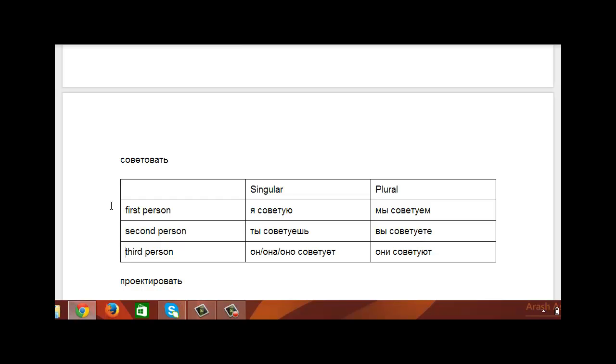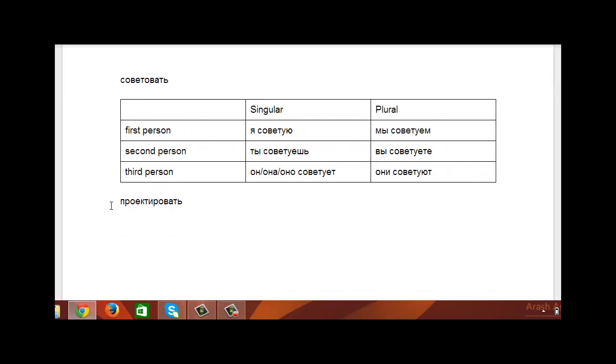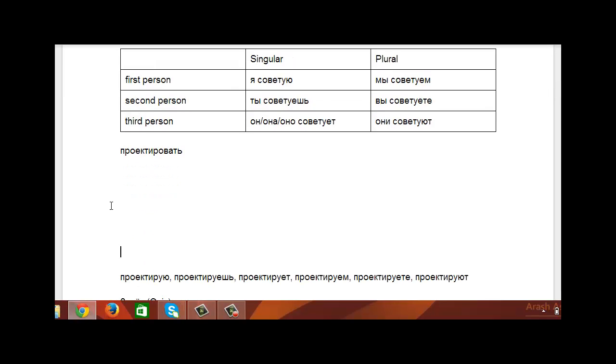Я проектирую. Ты проектируешь. Она проектирует. Мы проектируем. Вы проектируете. Они проектируют.